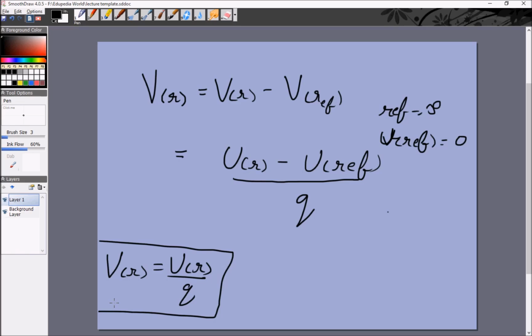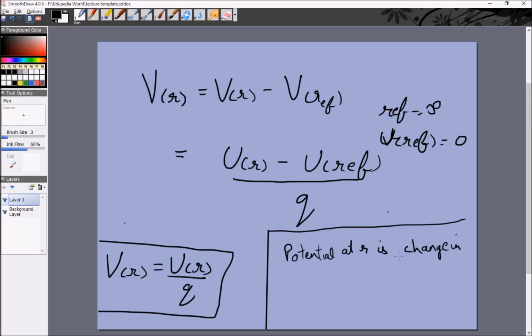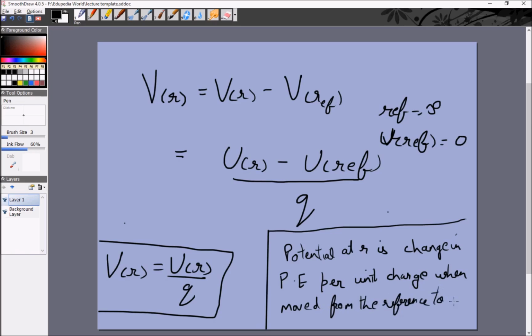Right. So I'll write down the proper definition as well for you so that you know it. Potential at r is the change in potential energy per unit charge when it's moved from the reference to r. We know that the change in potential energy will be proportional to the charge of our test charge.